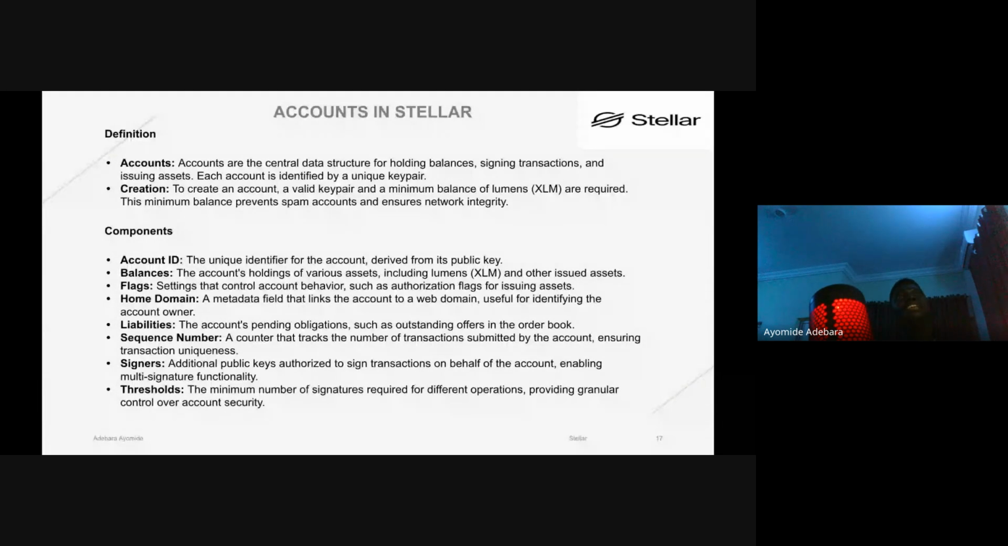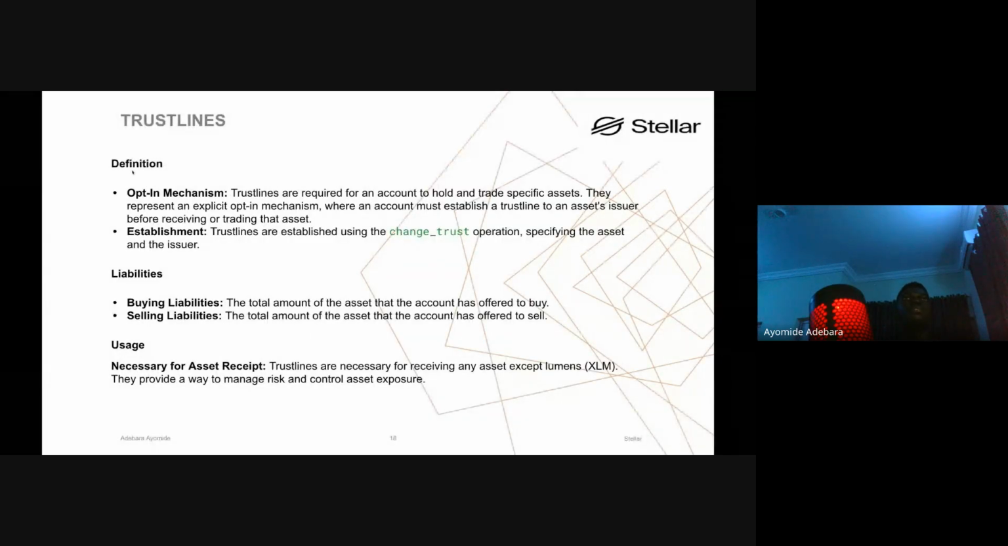And so that leads us to the next part, which is literally trust lines. Under this, we have the opt-in mechanism and establishment. These are trust lines required for an account to hold and trade specific assets. They represent an explicit opt-in mechanism where an account must establish a trust line to an asset's issuer before receiving or trading that asset. So this actually comes under the decentralized finance part of the blockchain.